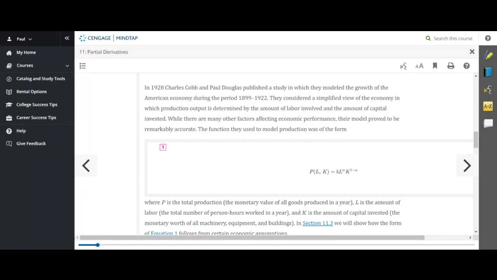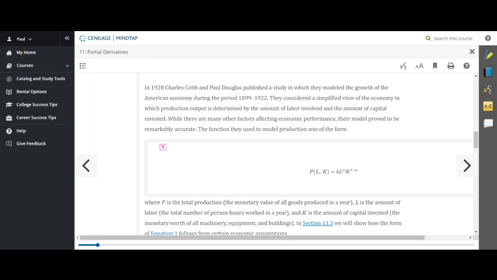Okay, but the point is, would production increase if labor increased? I mean, looking at this in Formula 1 there, looking at that model, does it make sense that production increases with labor? It does. And production increases with capital. The more investment you put in machinery and buildings, production should increase.